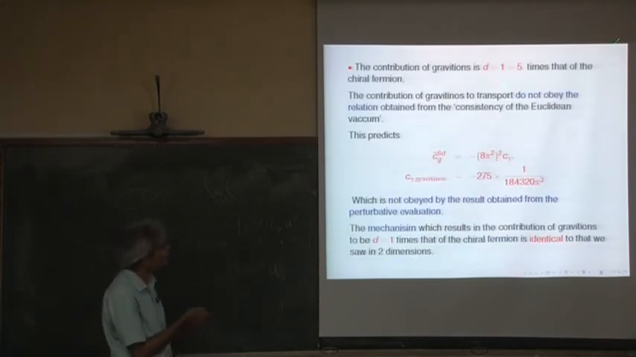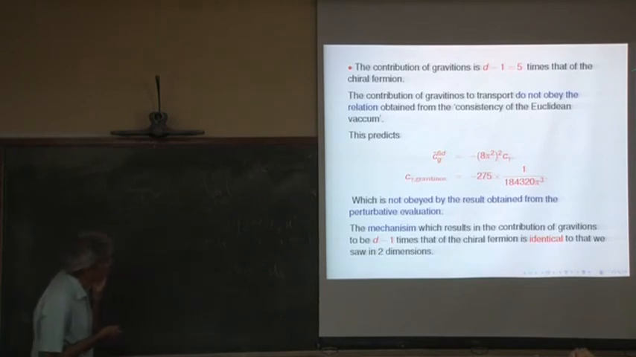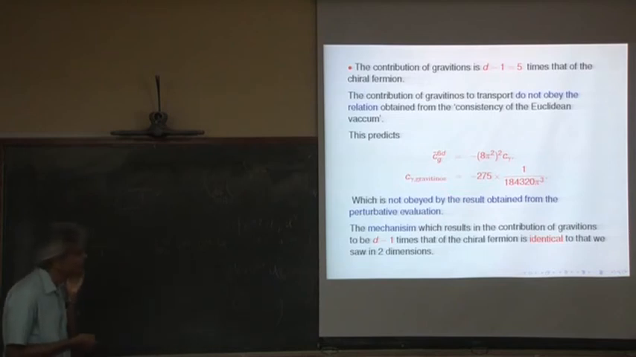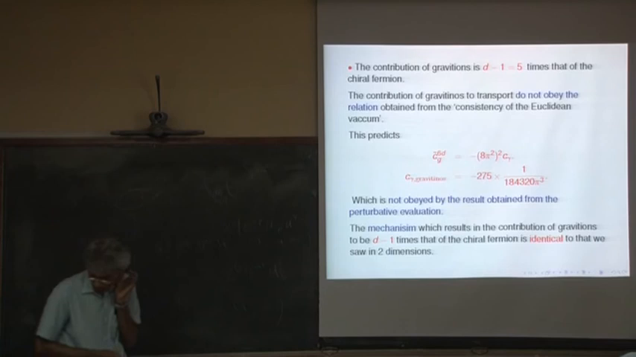And here again, the gravitino is 5 times that of the chiral fermion, and it doesn't obey the consistency of the Euclidean vacuum. In fact, C gamma for the graviton is some awful number, 275 and so on, and it doesn't obey that simple relation.